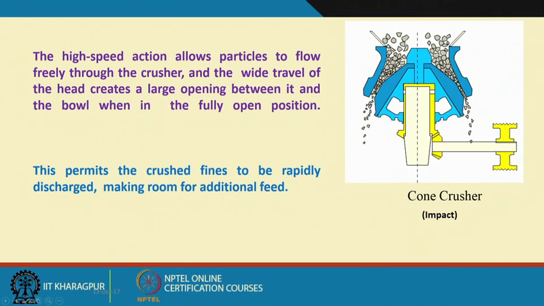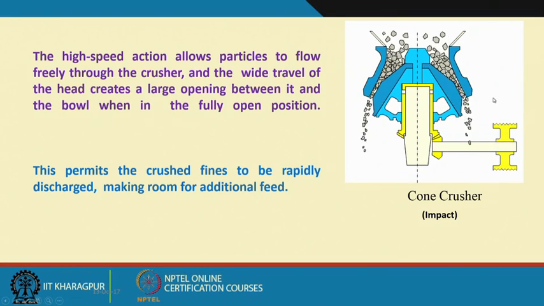So, this is the fundamental difference between your gyratory crusher and a cone crusher, apart from the design aspect of that. The cone crusher is basically trying to break the particles because of impact, whereas the gyration is basically trying to break the particles because of compression.